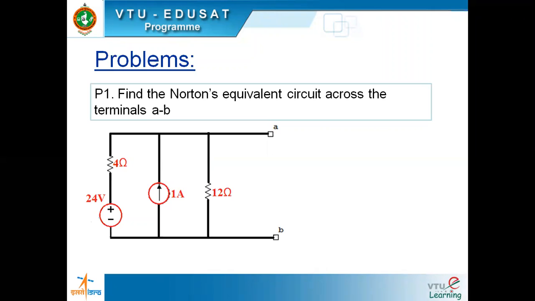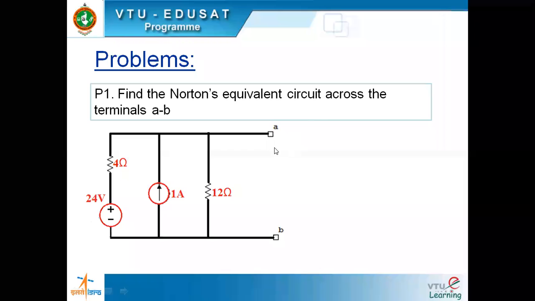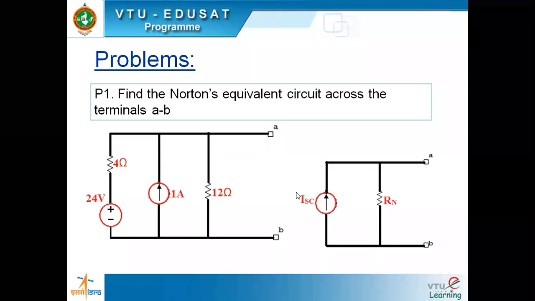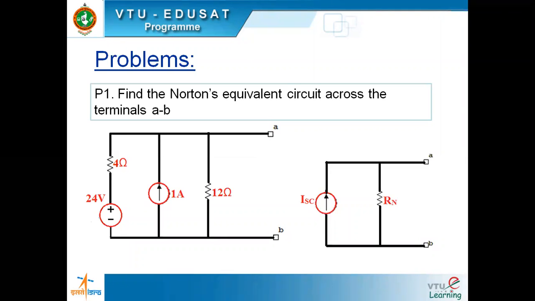Okay, very similar problems you'll have in Norton's. In this you'll be finding the Norton's equivalent network across the terminals AB. So what is Norton's equivalent network? See, this is Norton's equivalent network. They are asking us to find the Norton's equivalent network across terminals AB, which means we are supposed to find the short circuit current and the Norton's resistance. If you find these two parameters, you have found a Norton circuit.